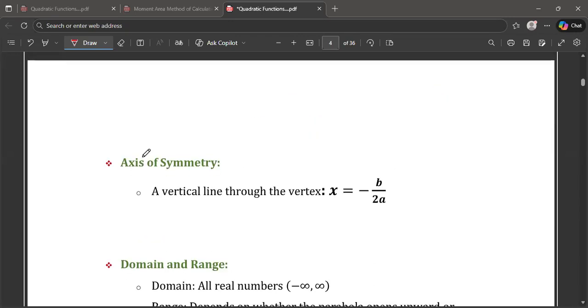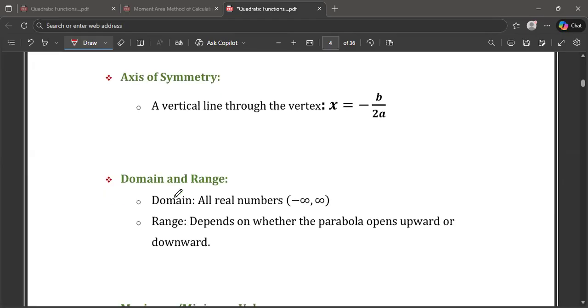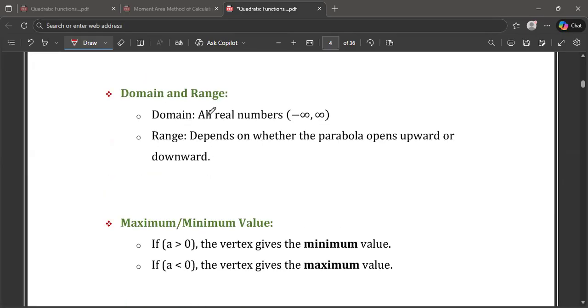And also, to know the axis of symmetry, a vertical line through the vertex, x is going to give us what? Negative b over 2a, the one that I just taught you. Now, we want to talk about the domain and range.